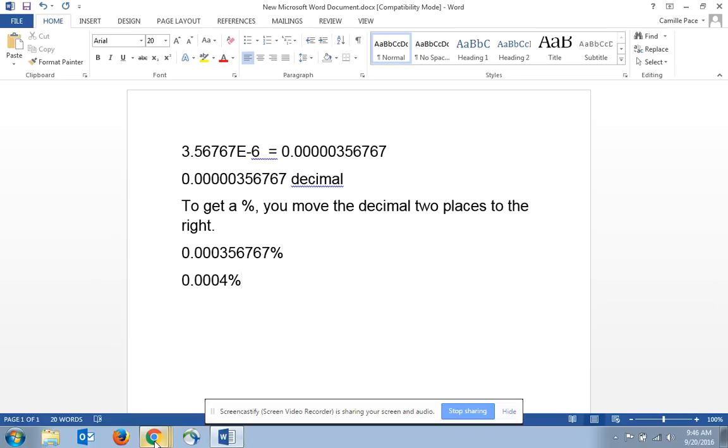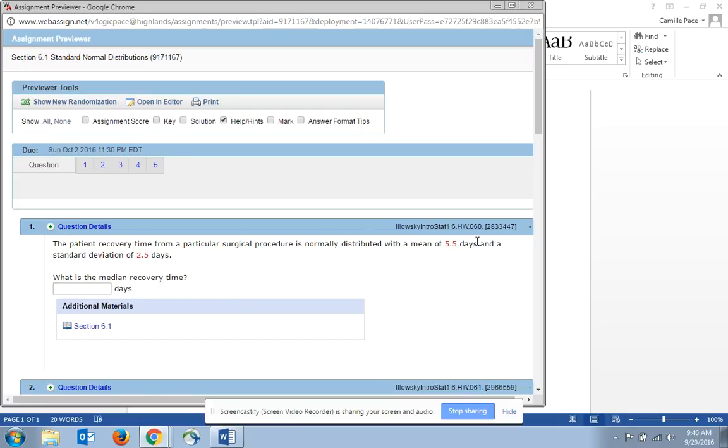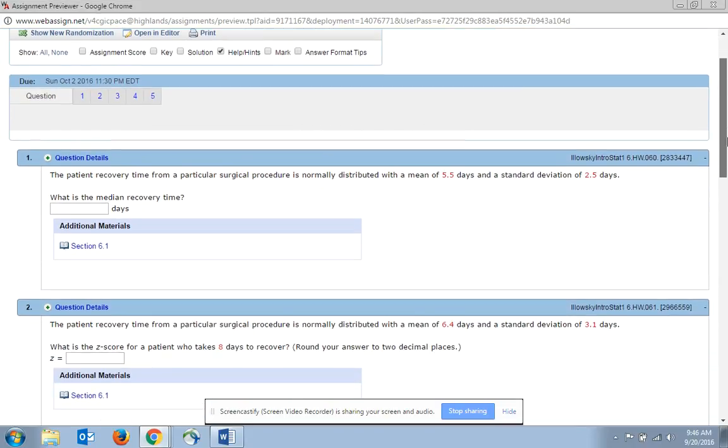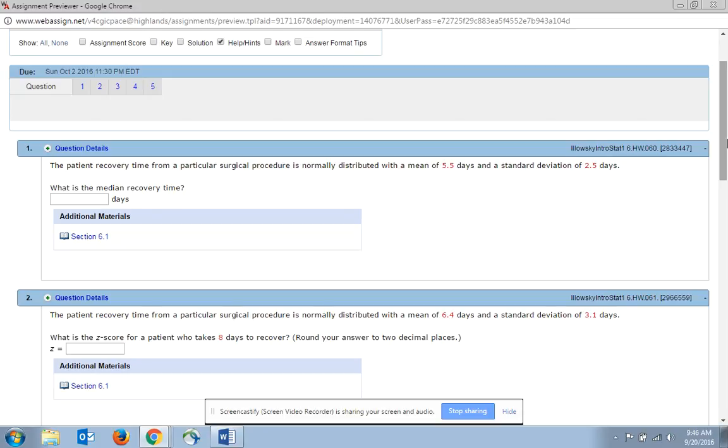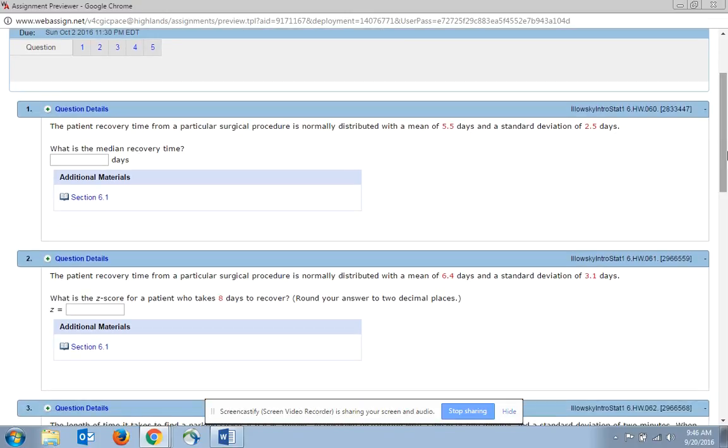Okay, so let's go ahead and look at the homework. All right, so I'm in 6.1. I'm going to make this bigger. All right, so the first question for 6.1 is looking for the median recovery time. Remember the median recovery time equals the mean. So you need to find how many days that it would be that the median recovery time would occur.